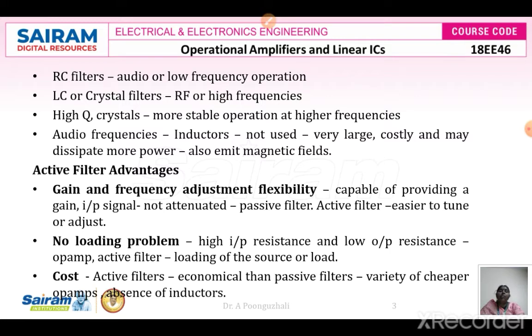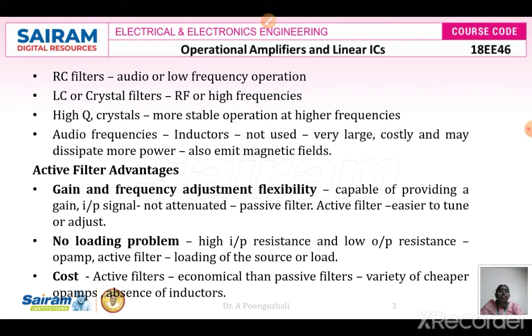And next is the audio frequencies. In audio frequencies, we will not be using inductors. Why we are not going to use inductors is that an inductor at lower frequency has a small amount of resistance. When I pass a current through the inductor, current will dissipate. That is, a flux will be formed in the inductor and this will emit magnetic fields. This magnetic field will affect the operation of the circuit. And the other condition is that it is going to be very large at audio frequencies.